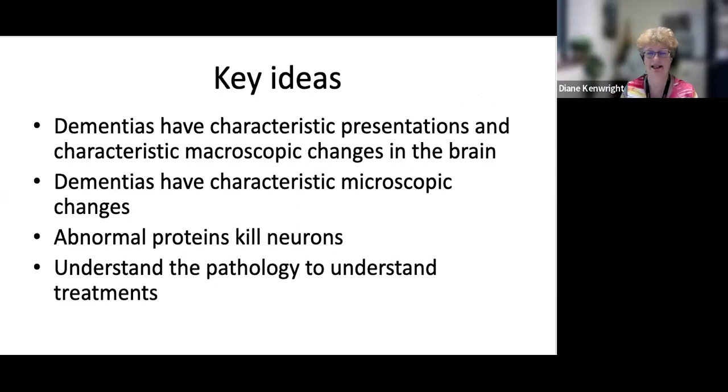Here are some key ideas. So the first key idea is that dementias have characteristic presentations. So you can tell them apart clinically by the way they present. Sometimes there's a lot of overlap. And they have characteristic both macroscopic and microscopic changes in the brain. Not that they're usually biopsied for diagnosis. Never really.